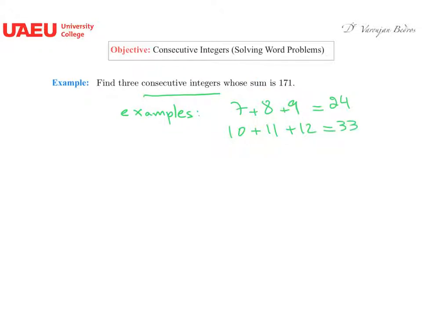You may try to come up with many more consecutive integers and check their sum until you get the answer 171. But that's not going to be very effective because it's going to be time consuming. So how do we solve this problem more effectively? Using the algebraic methods we learned previously will be helpful here.